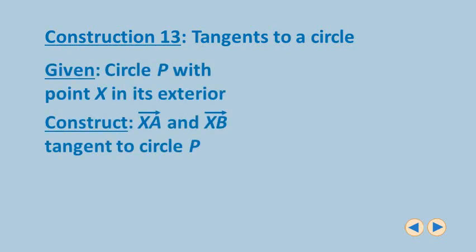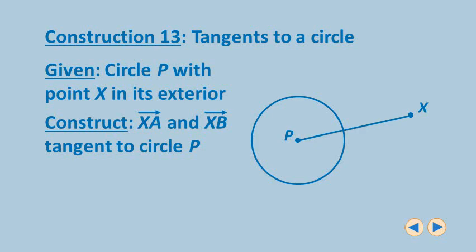of the circle. So here, given circle P with point X in its exterior, construct ray XA and ray XB tangent to circle P. So again, 9 steps. So here we are with our circle. Here's our point X. And as I said, the first 6 steps are simply that we're going to have to bisect.